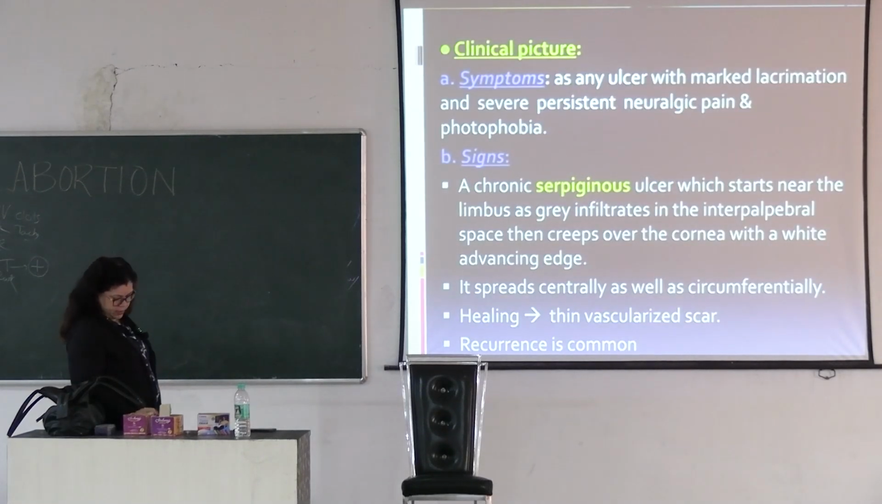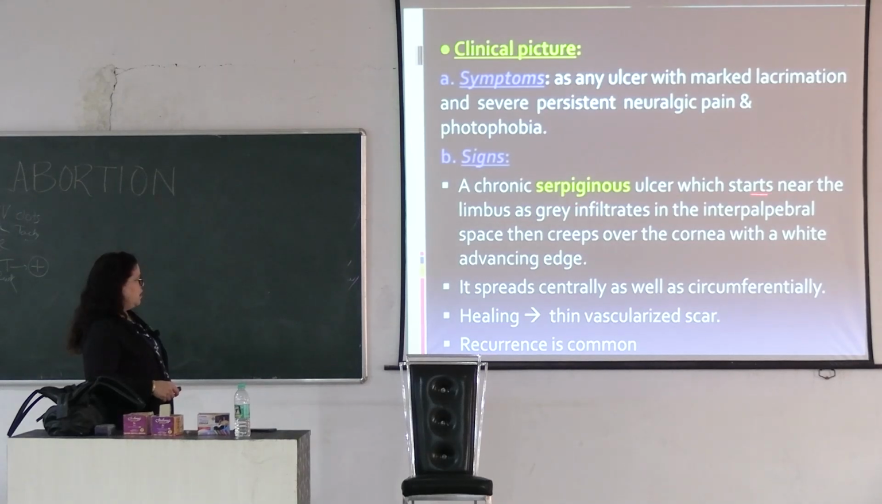Clinical features: symptoms are like any other ulcers, like pain, watering, discharge, photophobia, neuralgic pain. But in this case, lacrimation is more marked, the pain is persistent and neuralgic type, and the patient has severe photophobia. Then signs: on slit lamp examination after staining, we find chronic serpiginous ulcers. It may progress in a serpiginous manner.